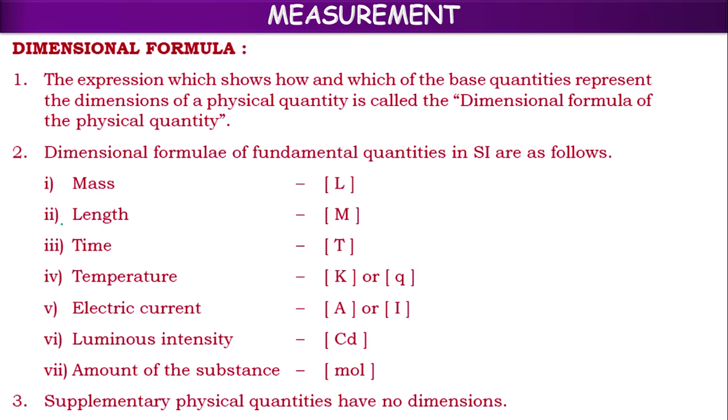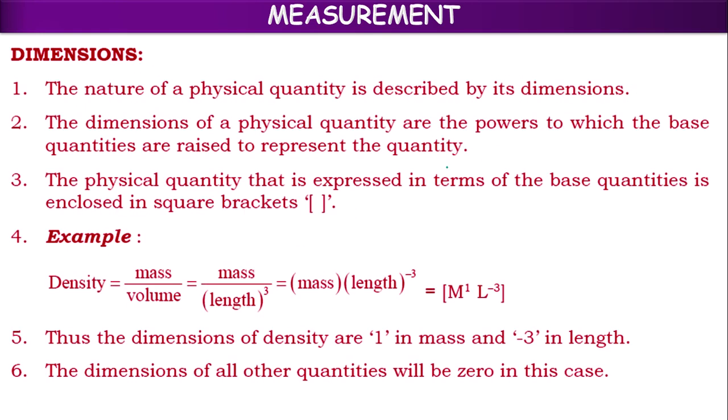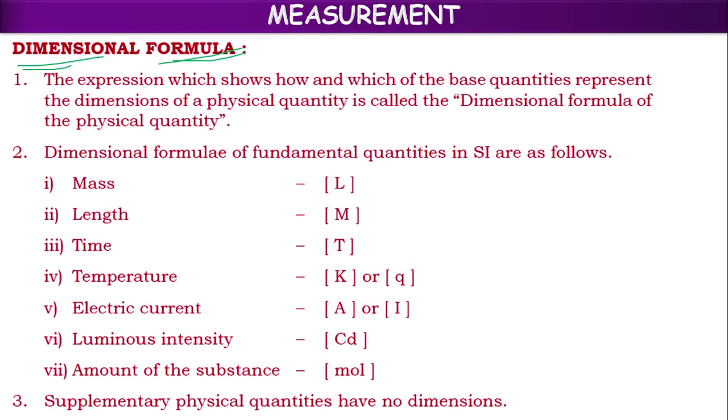Next, children, we have the dimensional formula. Whatever we have written here, the density equal to this one, is an example of a dimensional formula. The expression which shows how and which of the base quantities represent the dimensions of a physical quantity is called the dimensional formula of a physical quantity.